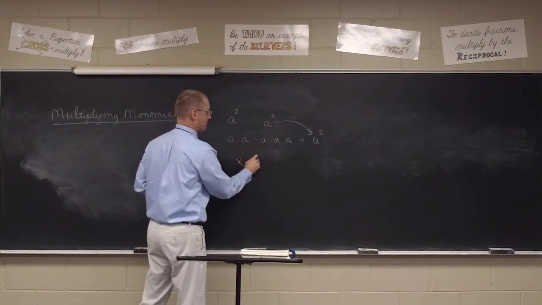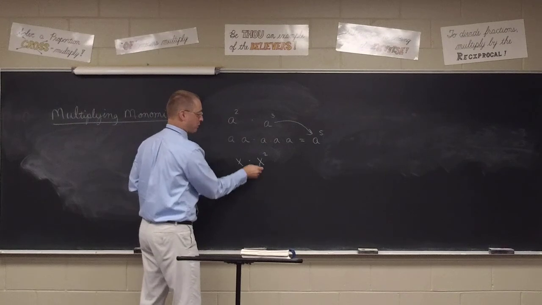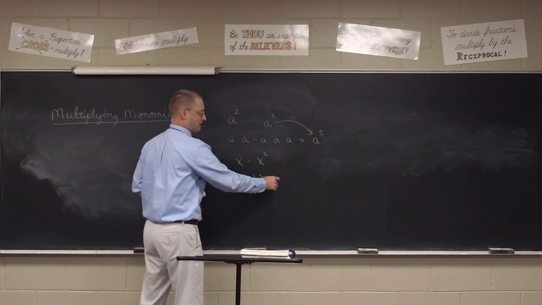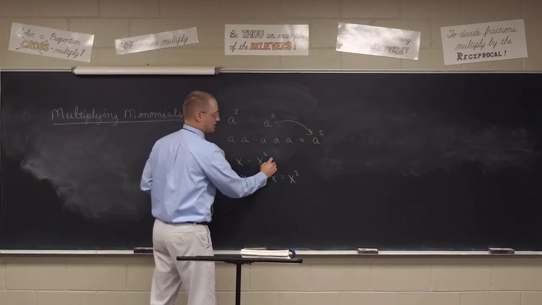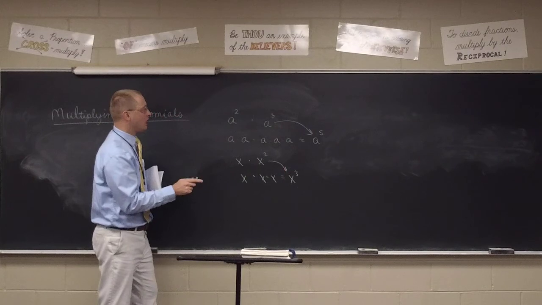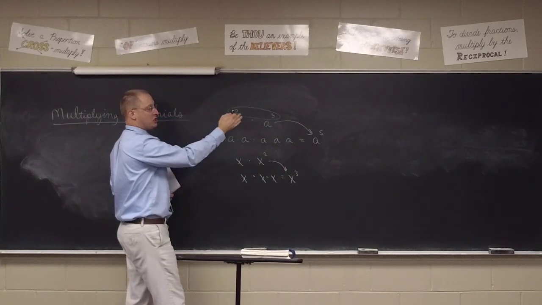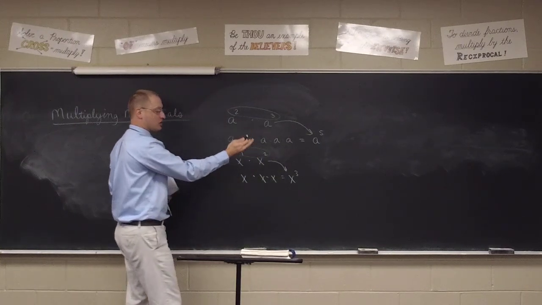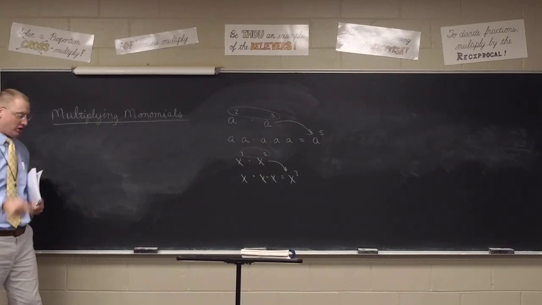What if I did X times an X squared? We'll make this a little easier. Well, we have X times, what is X squared? X times X. So X times X times X is X cubed. That means X times X squared is X cubed. Notice what we're doing with the exponents. A squared times A cubed, A to the fifth. X to the first, X squared, X cubed. What are we doing here, class? Adding the exponents. Write that in your notes if you would.